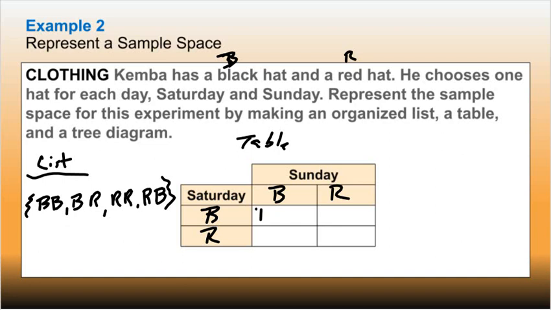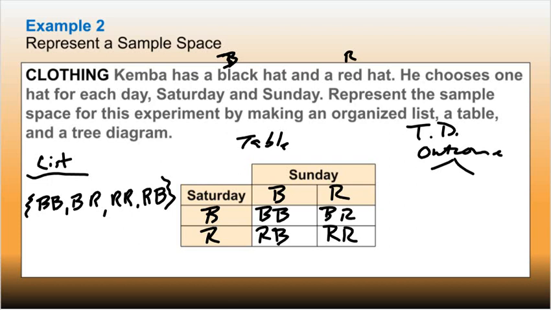So this category would be black, black, black, red, red, black, red, red. And then the tree diagram. For this tree diagram, you have our outcomes. So our outcomes are here. You can either get black or red. Those are your possible choices.